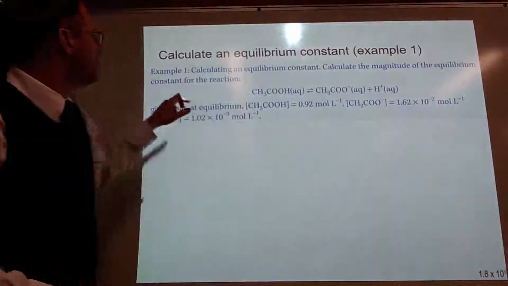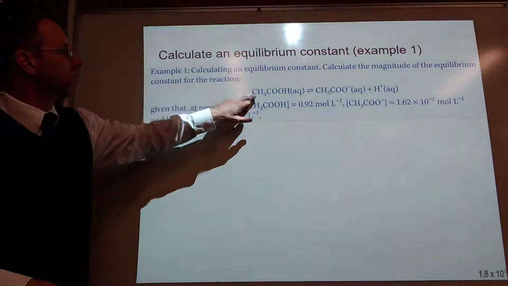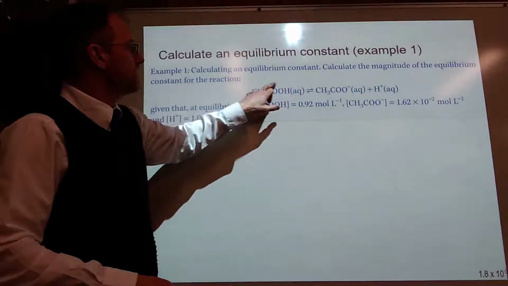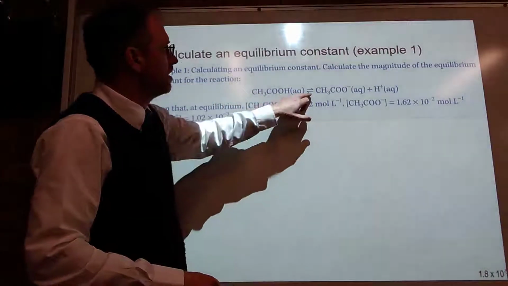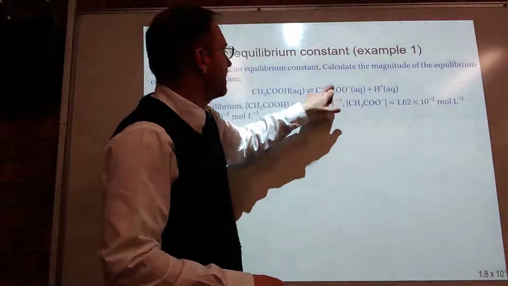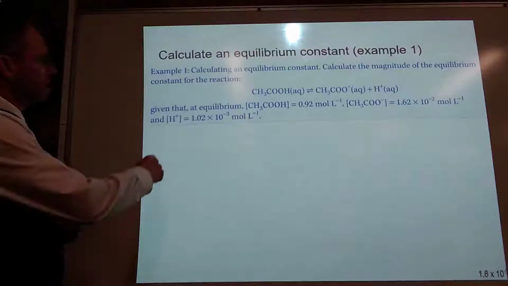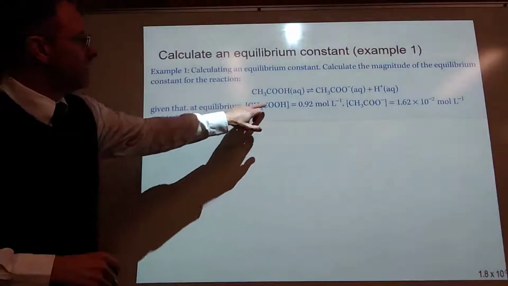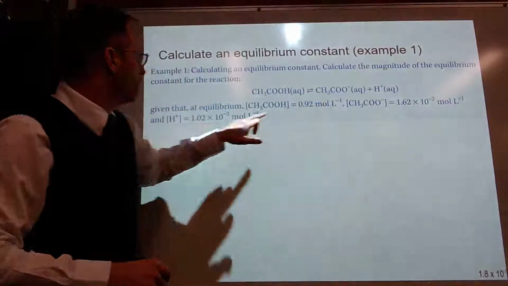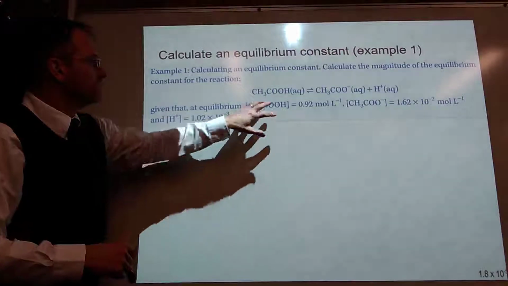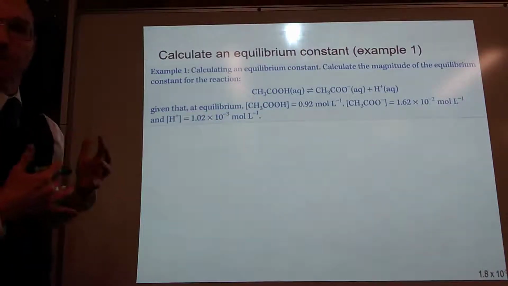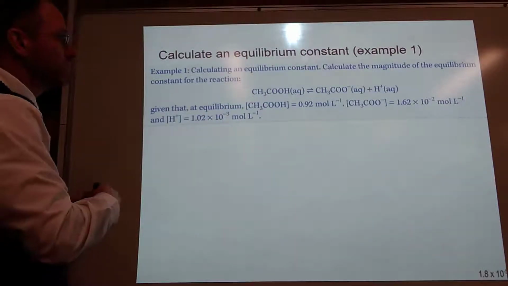Calculate the magnitude of the equilibrium constant for the reaction CH3COOH, that's ethanoic acid or acetic acid, dissociates to give acetate ions or ethanoate ions plus hydrogen ions. Given that at equilibrium, and they have given us the concentration of all three species at equilibrium. Since we have all the species at equilibrium, we have the concentration. So first thing, we need a balanced equation.